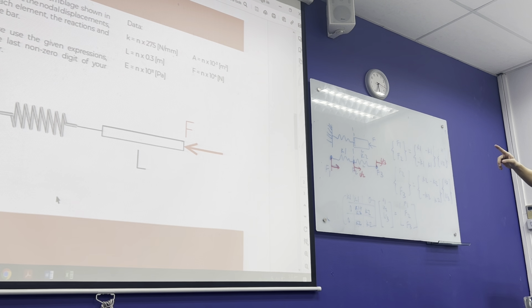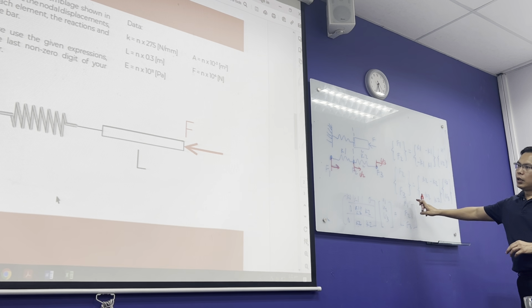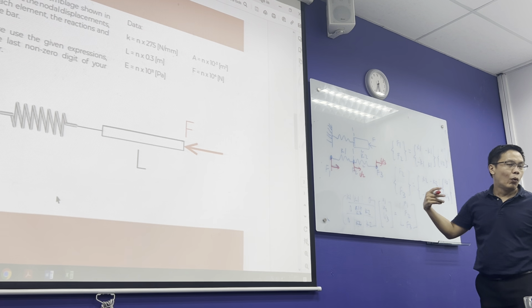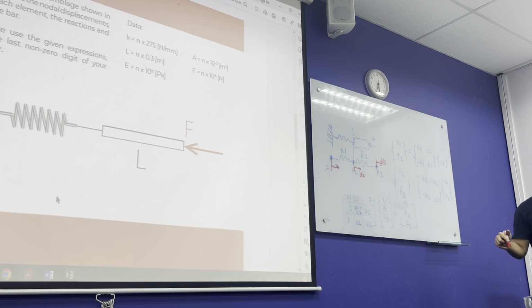You know what your F is, right? Back to here. F1, U1, is it 0? What is the matrix we are looking at here? Is it a 2 by 2 or 3 by 3? It will be a 2 by 2 matrix because U1 is 0.